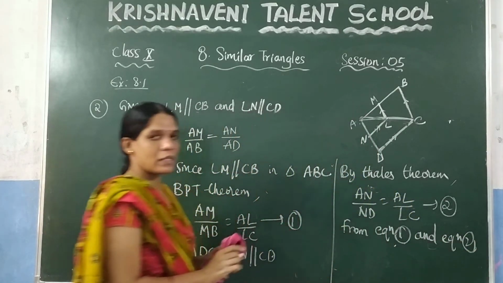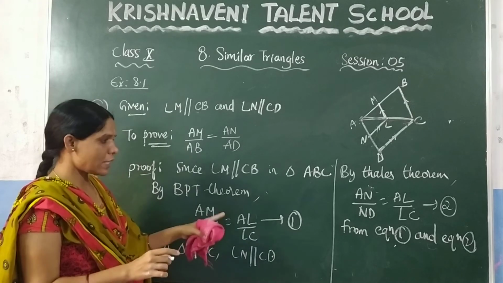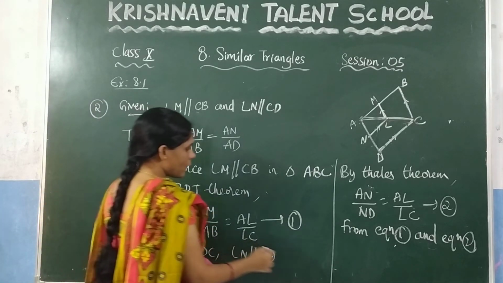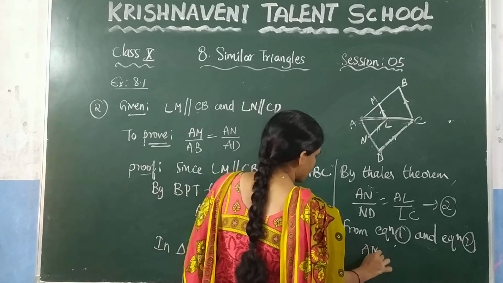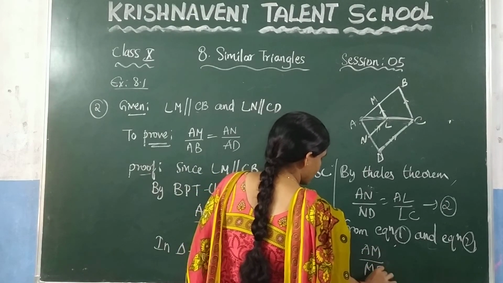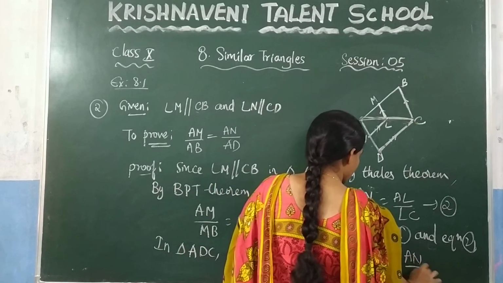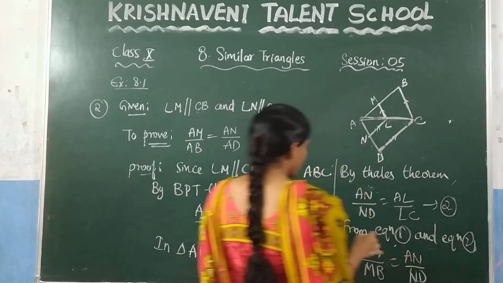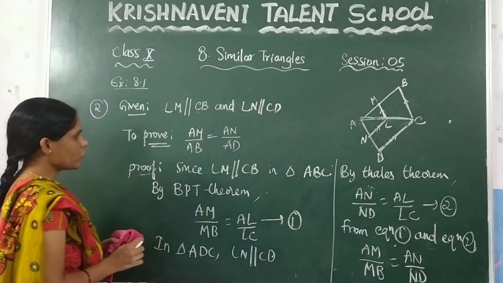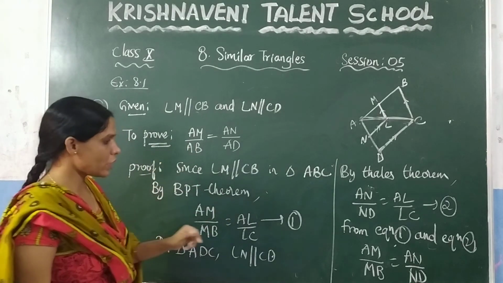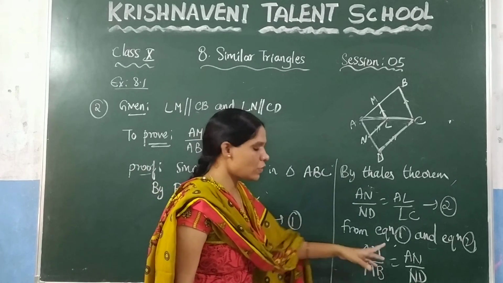Since the RHS parts are equal, you can equate the LHS parts. What is that? AM by MB is equal to AN by NB. So here, see the question: what do we need to prove here? We need to prove AM by AD. Here what we got is AM by MB is equal to AN by NB.